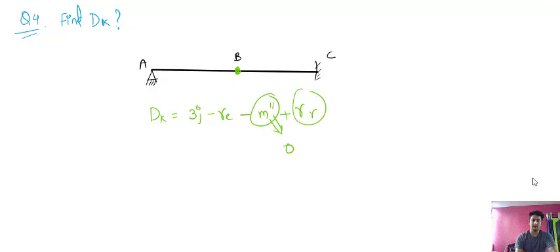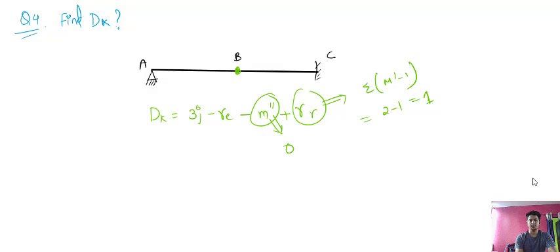Now RR is the number of released equations. So we need to calculate its value by summation of m dash minus 1. So here m dash is 2 minus 1, that is 1. So RR value is 1.